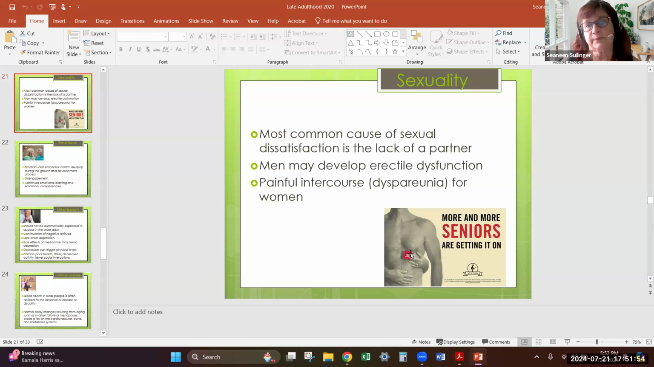There can also be erectile dysfunction. Once the woman has gone through menopause, there can be painful intercourse, dyspareunia, and not having that special person can be an issue as well.